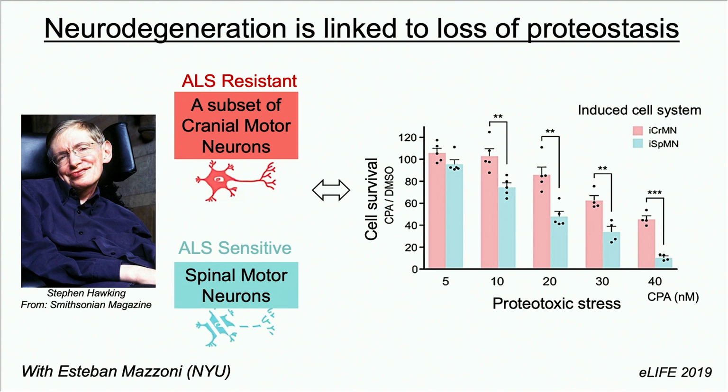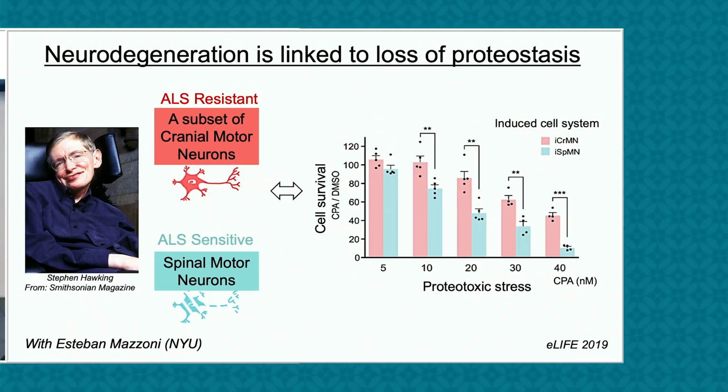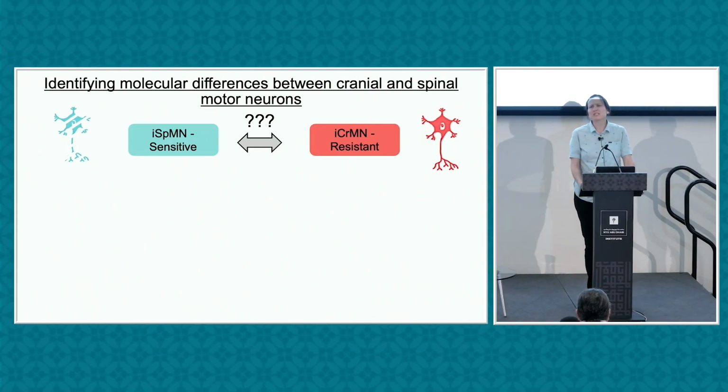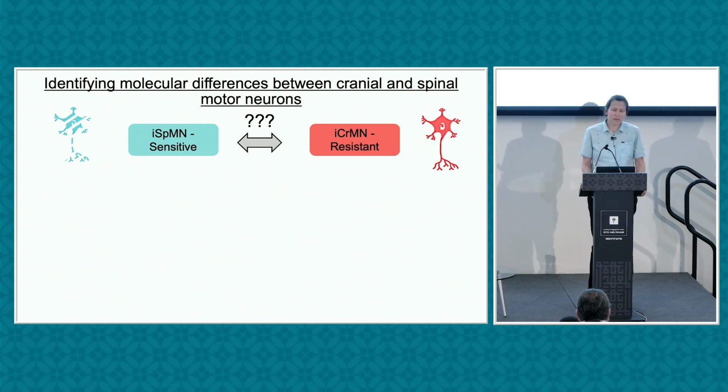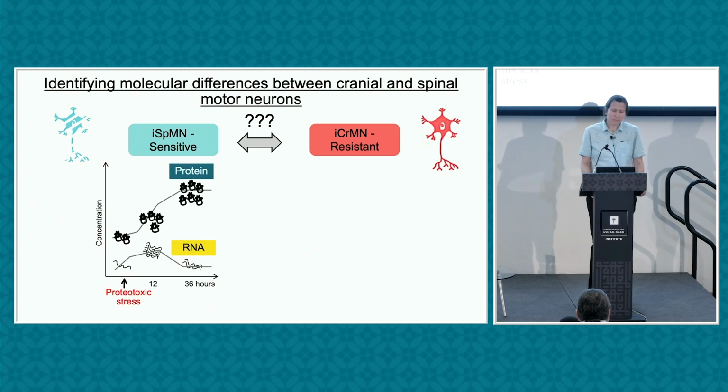So it's a similar color scheme as I showed you before. Here the red cranial motor neurons have a better survival in response to CPA-induced proteotoxic stress compared to these induced spinal motor neurons. And so this is where we teamed up and we said we now have a perfect system where for the first time we can actually do these controlled studies and look at the differential stress response in these two cell types. So again, we conducted a time series experiment.